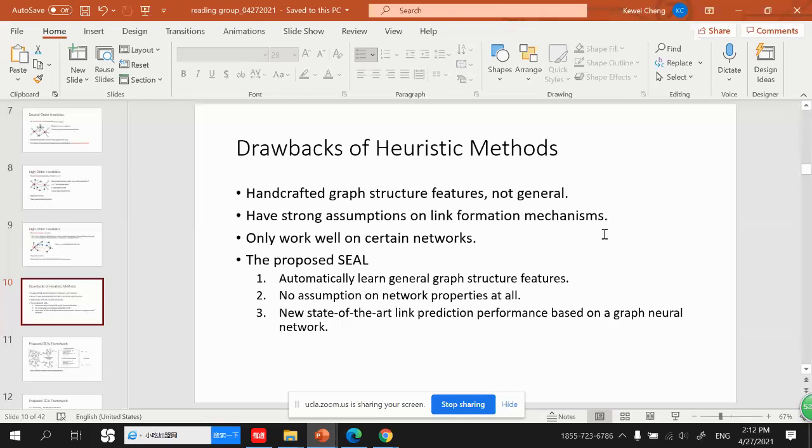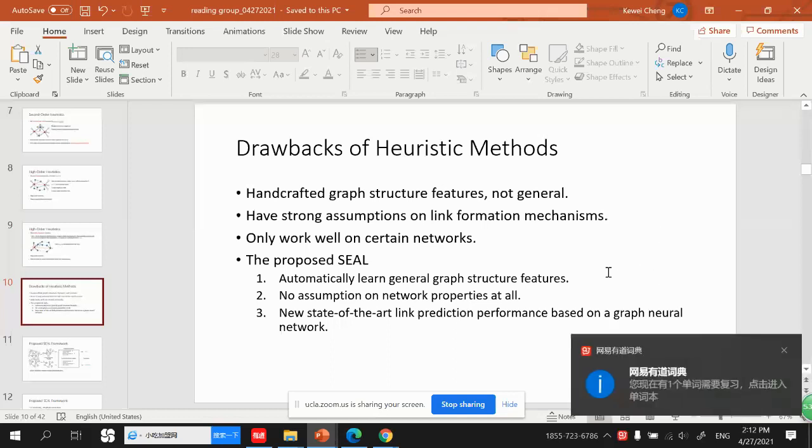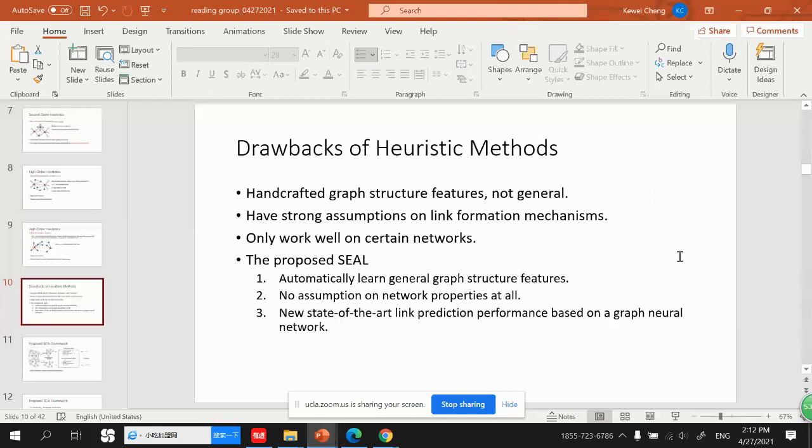So the authors propose a framework, SEAL. The basic idea of SEAL is that it tries to automatically learn general graph structure features, and it does not hold any assumption on network properties at all. They show that their proposed method can achieve state-of-the-art link prediction performance based on the graph neural network.